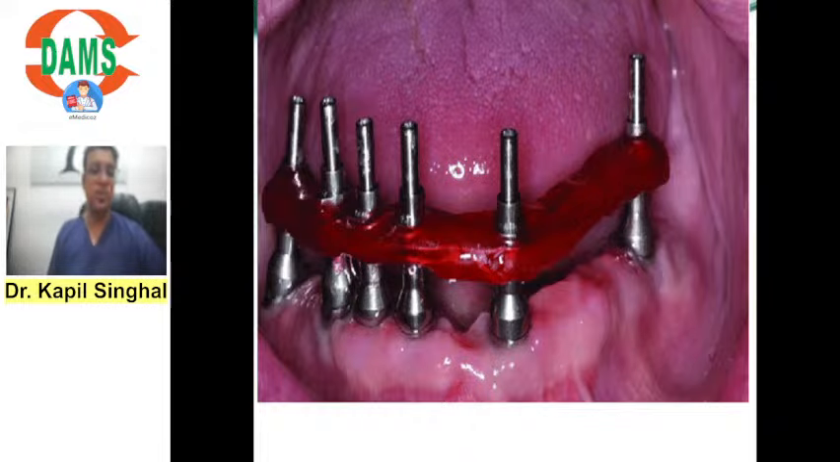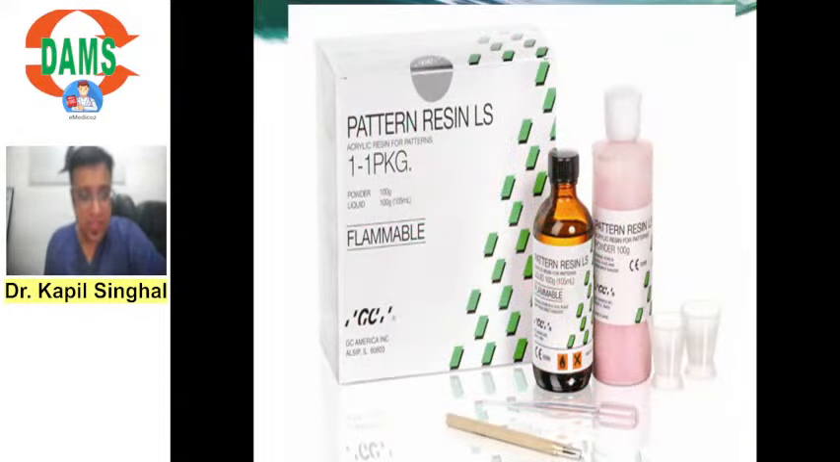The next question they may ask you, if this picture is shown, is what is this? Just look for the option splinting of the impression post. Now they may ask you what is the advantage? It is used for increasing the accuracy of the impression. Can you see this red material? They may ask you the next question, what is it? It is known as pattern resin. So pattern resin is something that is used for splinting of impression posts.